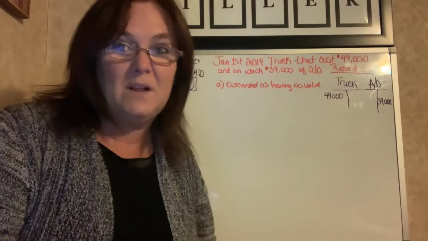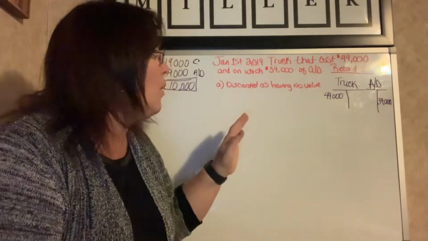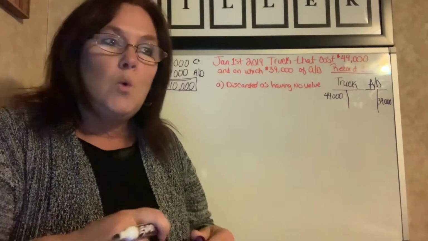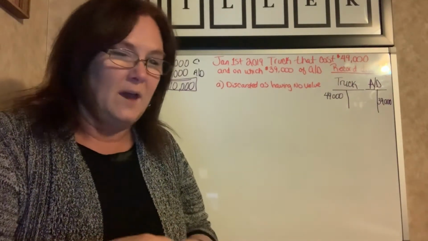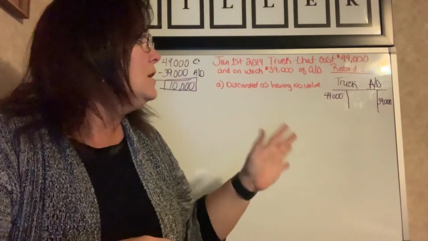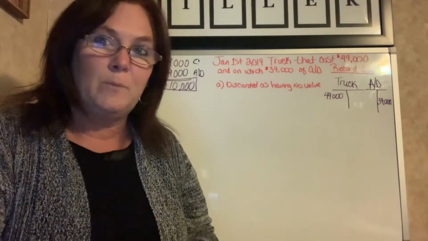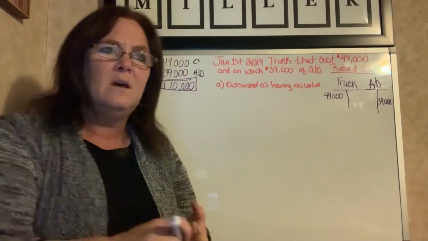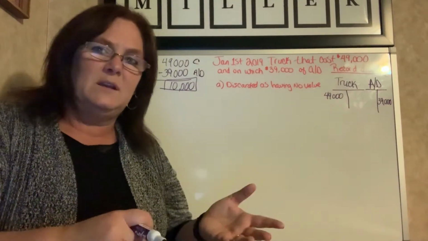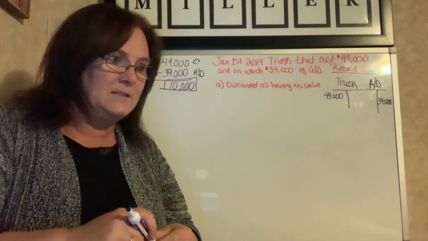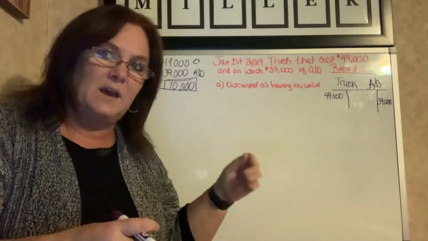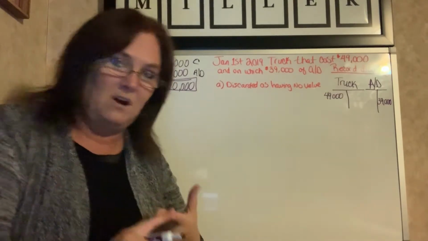Everyone, this is Mrs. Miller, and I wanted to go over an example of discarding assets for you. So far in our chapter 10, we have talked about depreciating long-term assets. Here we're talking about what happens when that estimated life of the asset has passed, once we are done with the asset and we either sell it or discard it.